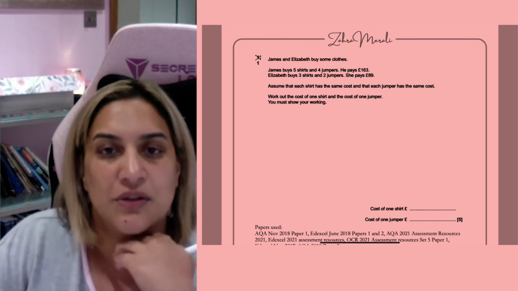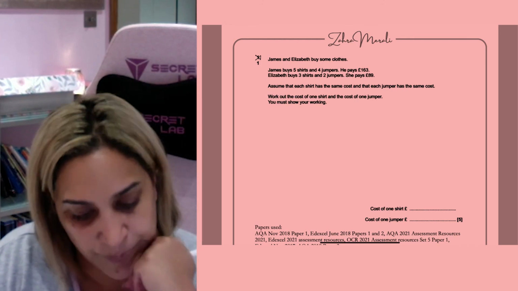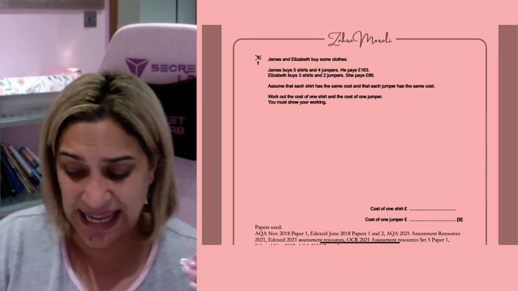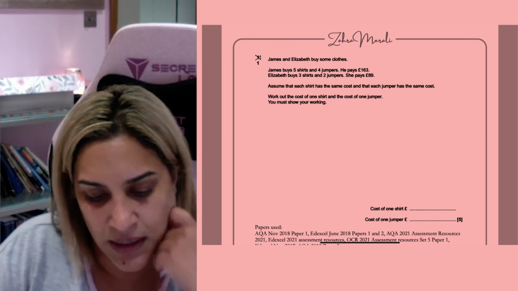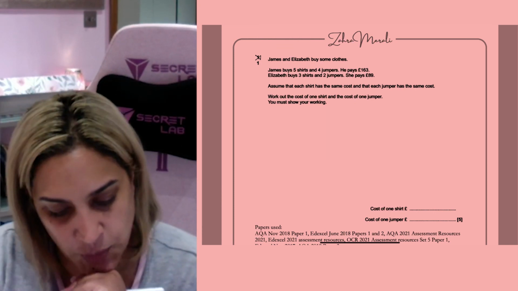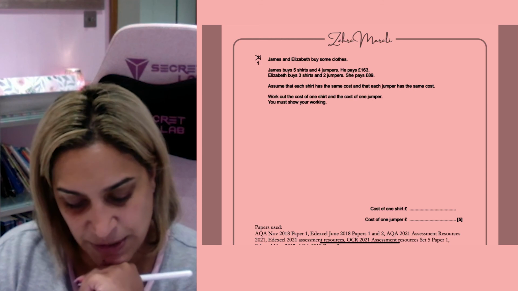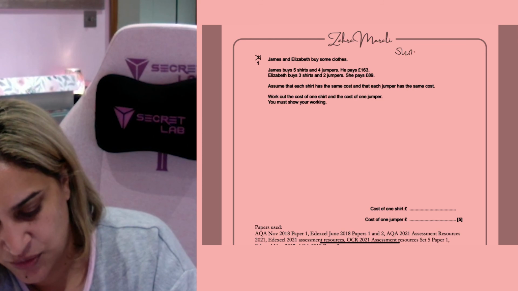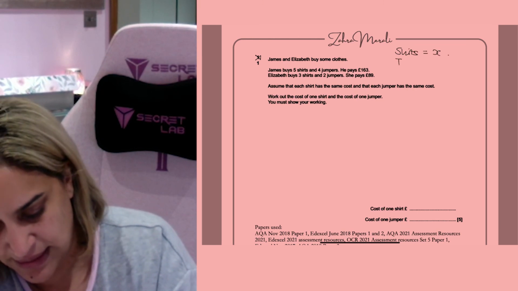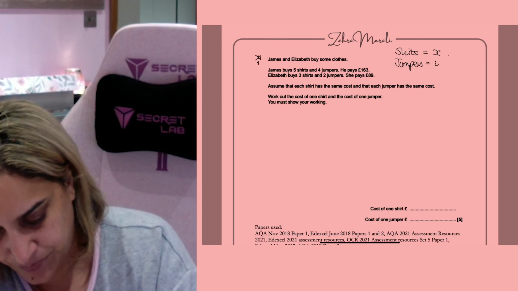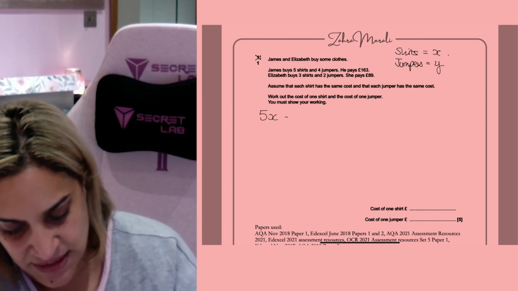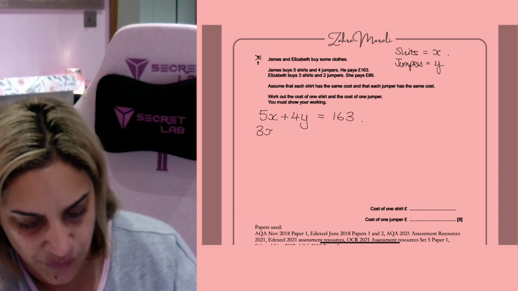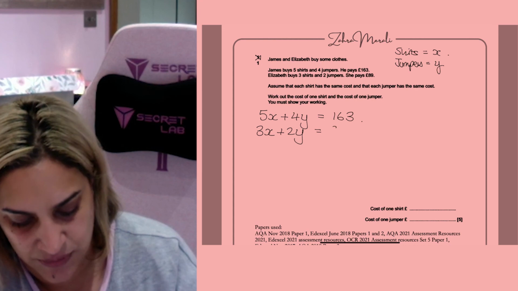Okay. So James and Elizabeth buy some clothes. So this is the simultaneous equations again, but it's a bit wordy. We're trying to work out what the question is. So James buys 5 shirts and 4 jumpers. And Elizabeth buys 3 shirts and 2 jumpers. Now I'm going to say shirts equals x, just because we're used to using x's and y's, and jumpers equals y. So I've got 5 x's plus 4 y's equals 163. And I've got 3 x's plus 2 y's equals 89.